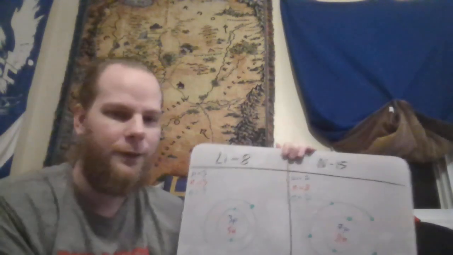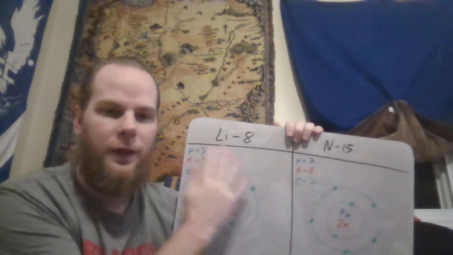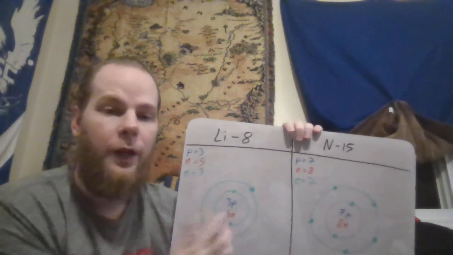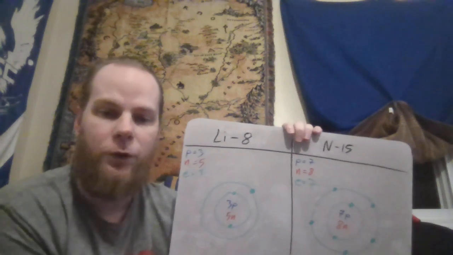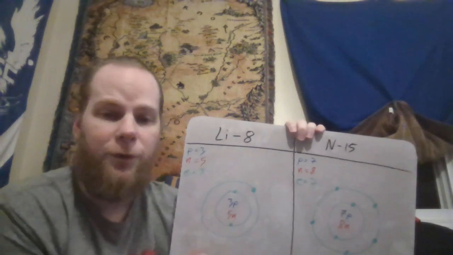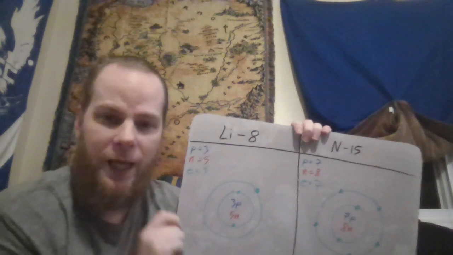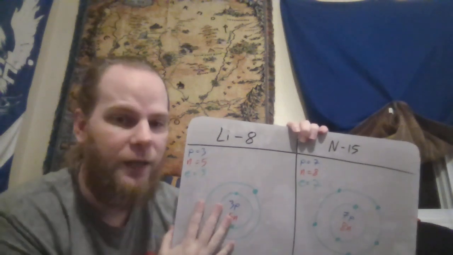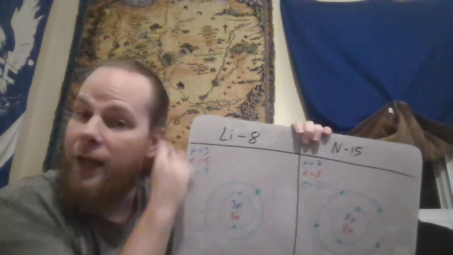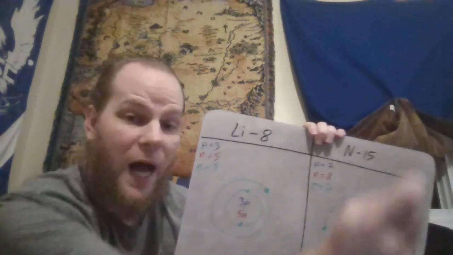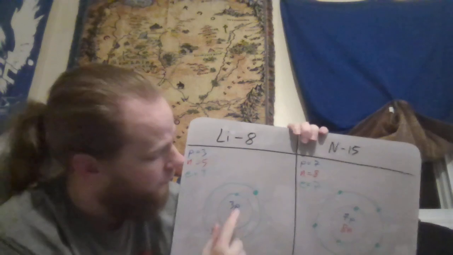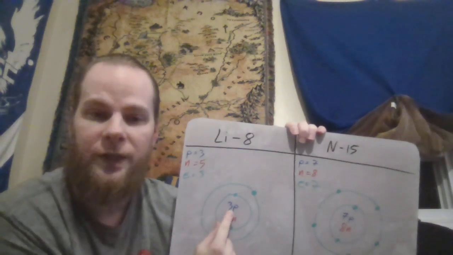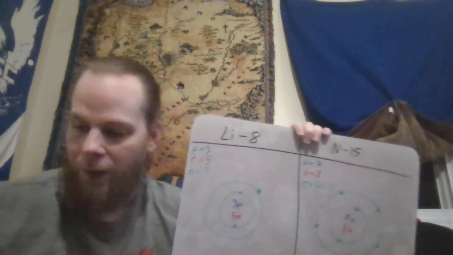So here is lithium-8. This is one of the Bohr diagrams you should already have drawn out. It has 3 protons, 5 neutrons. Neither of those really matter right now. What we care about is the electrons. Because this atom is neutral, lithium has 3 electrons. Why does it have 3 electrons? Because if it's neutral, then the number of protons and electrons has to be the same.